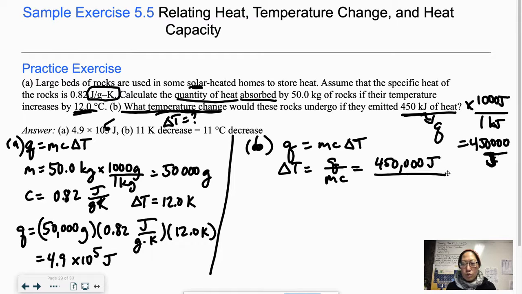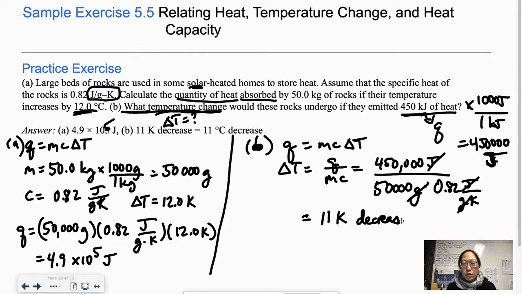450,000 joules divided by my mass of 50,000 grams and divided by my heat capacity, 0.82 joules per gram Kelvin. And let's just make sure everything cancels out and we're getting the right unit. We're going to get Kelvin here. So when I solve for delta T, I get 11 Kelvin, a decrease in temperature. So the rocks will go down by 11 Kelvin if they release this many joules of heat.